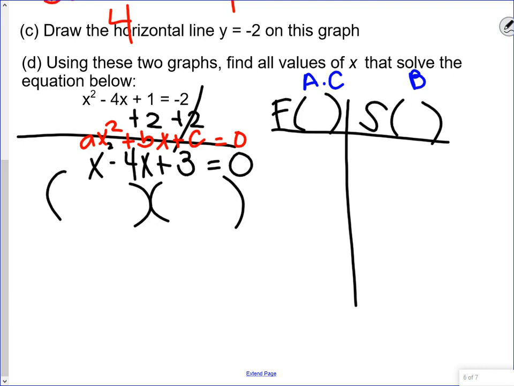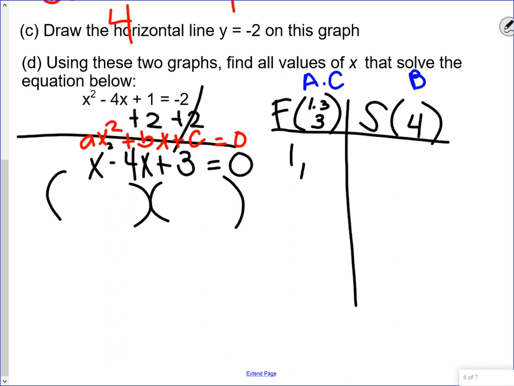What's our a coefficient? No. What's the invisible number in front of x squared? 1. What's our c coefficient? So we have 1 times 3. That gives us 3. What's our b coefficient? What do we want a sum of? 4. We never take the variable with us, just the coefficients.